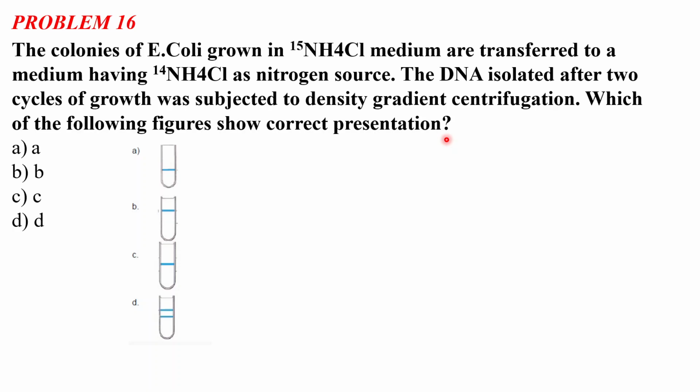The colonies of E. coli grown in 15N NH4Cl medium are transferred to a medium having 14N NH4Cl as nitrogen source. The DNA isolated after 2 cycles of growth was subjected to density gradient centrifugation. Which of the following will show the correct presentation? A, B, C or D?